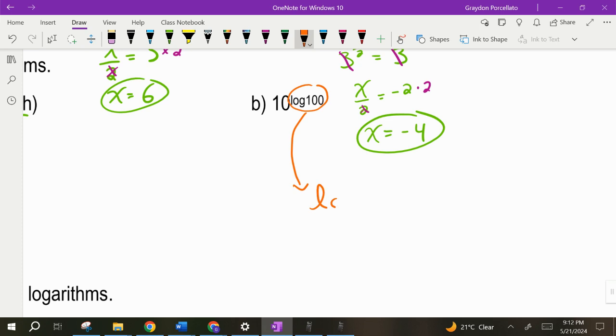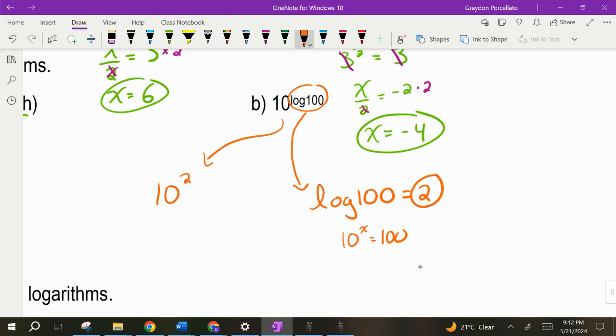The log of 100 is equal to, well, that's saying that 10 to the power of what is equal to 100. Well, we know that's 2. So we know that that top is 2. So this just becomes 10 to the power of 2, which we know is 100. You can actually type this one into your calculator and you should get exactly that.